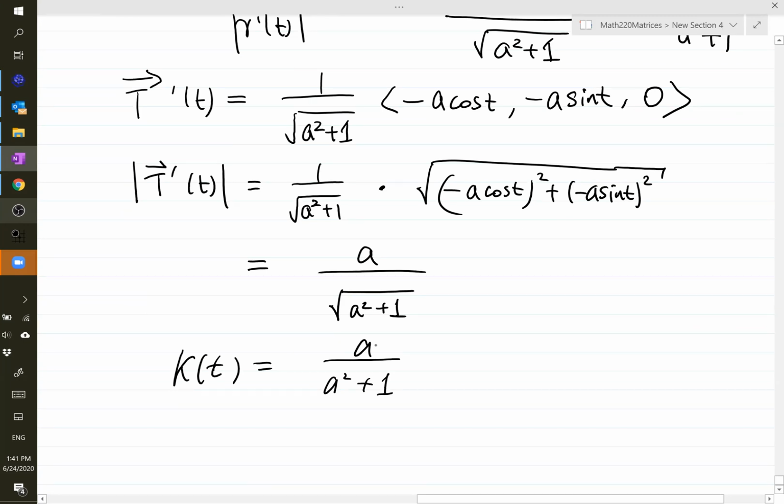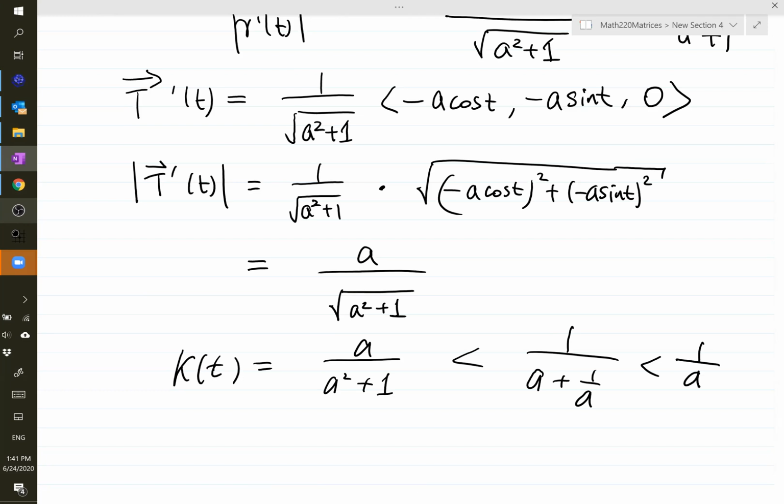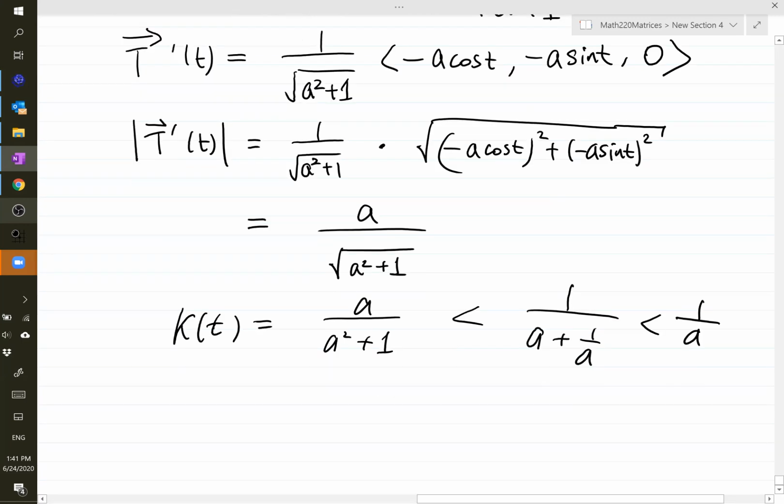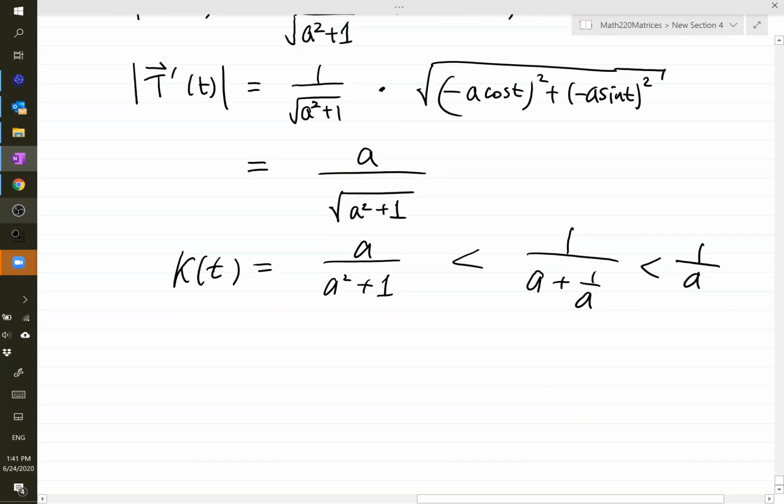Okay, so you see this is less than 1 over a. If you divide by a, it's 1 over a plus 1 over a, which is less than 1 over a. So the curvature of a helix is smaller than that of a circle, although they have the same radius. It makes sense, because the helix has a motion along the z direction. Although the direction change is the same, the arc length becomes longer. So the curvature should be smaller.